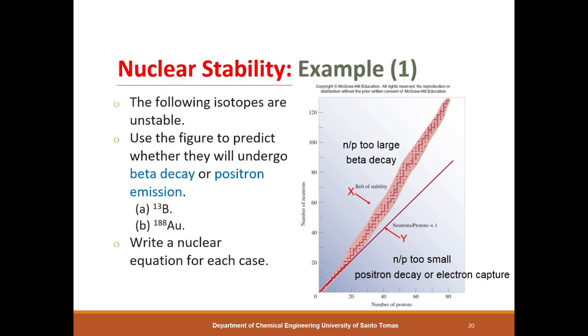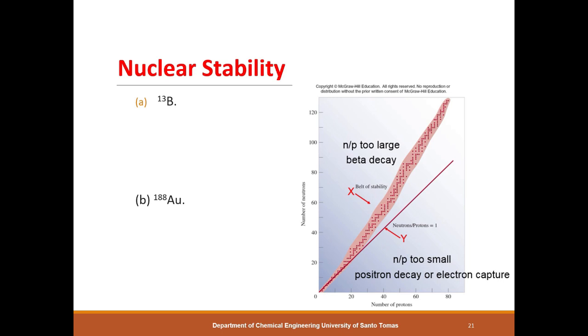Let us check understanding and work on this given example. The following isotopes are unstable. Use the figure to predict whether they will undergo beta decay or positron emission. Also, write a nuclear equation for each case. Let us work on this example by considering boron-13.